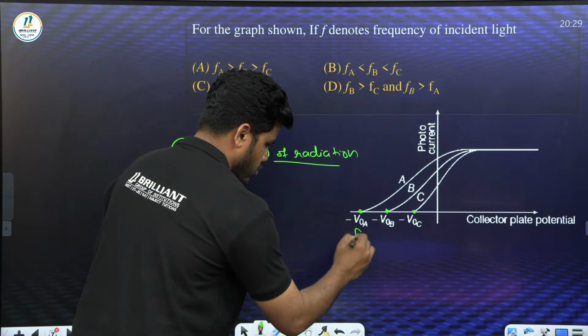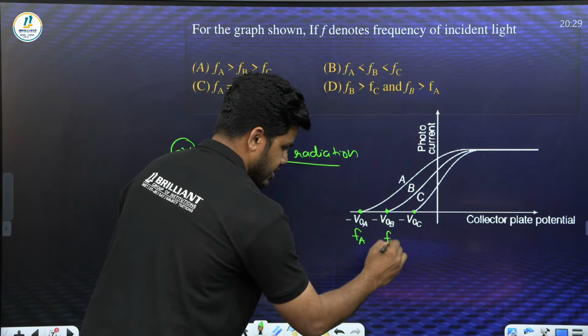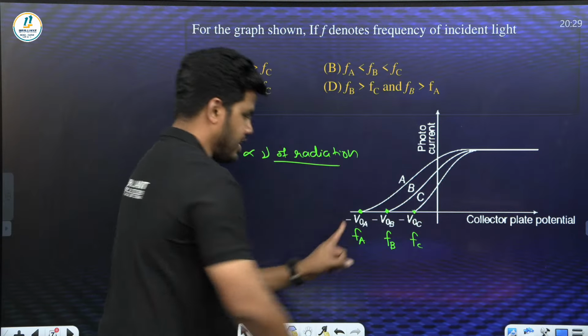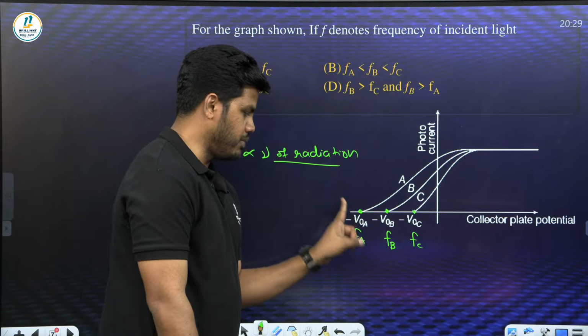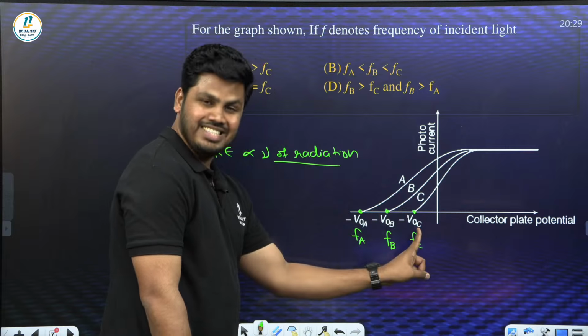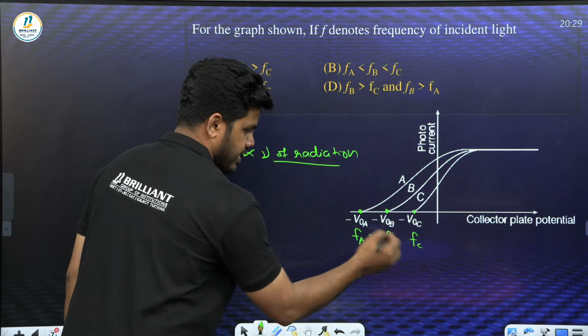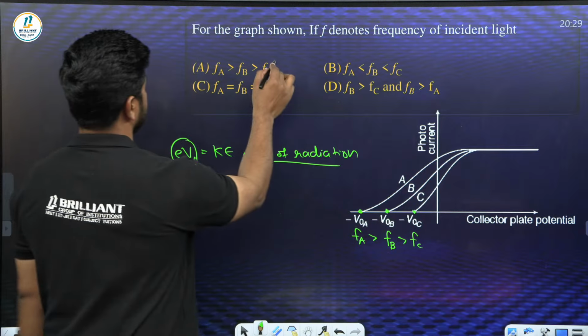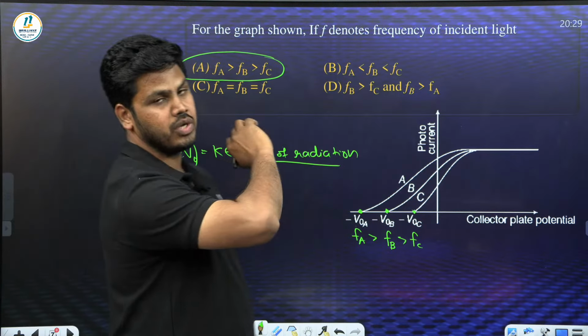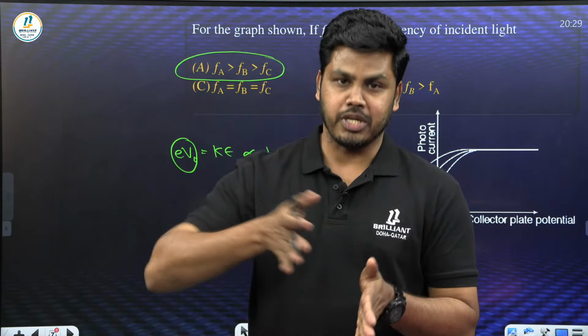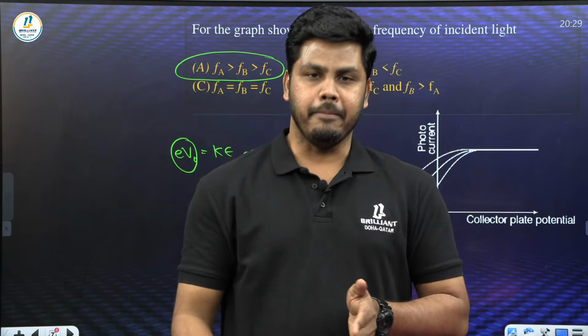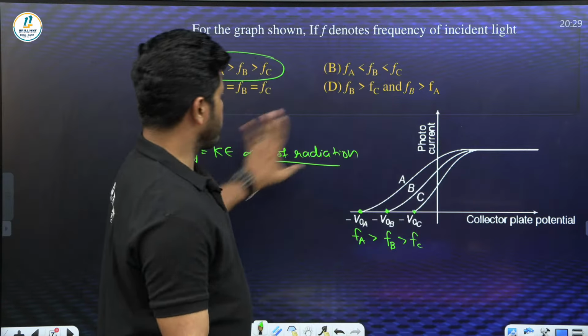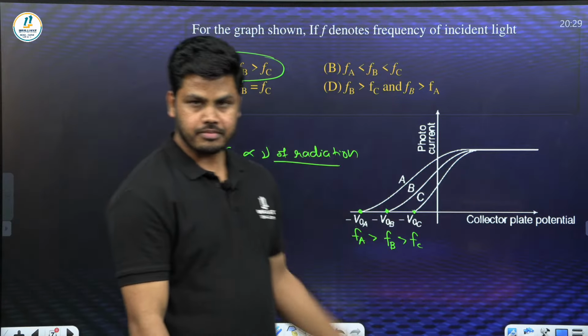This is the frequency of A, this is the frequency of B, and the frequency of C. In order, A is the most, then C is the least. So we can say FA greater than FB greater than FC, and A is the correct matching option. The greater the frequency, the greater the kinetic energy, and so the greater the stopping potential. Kinetic energy and stopping potential are directly proportional.